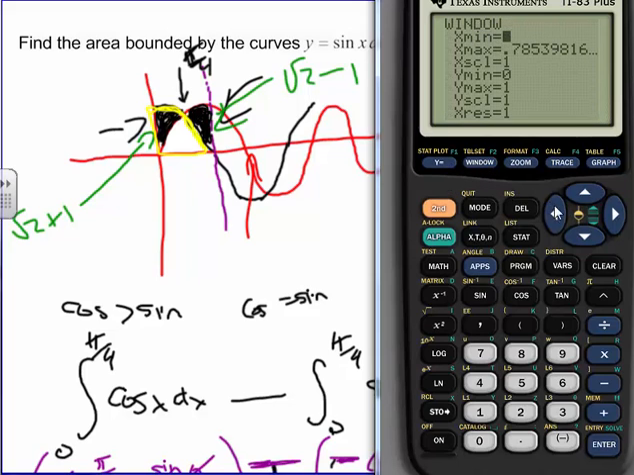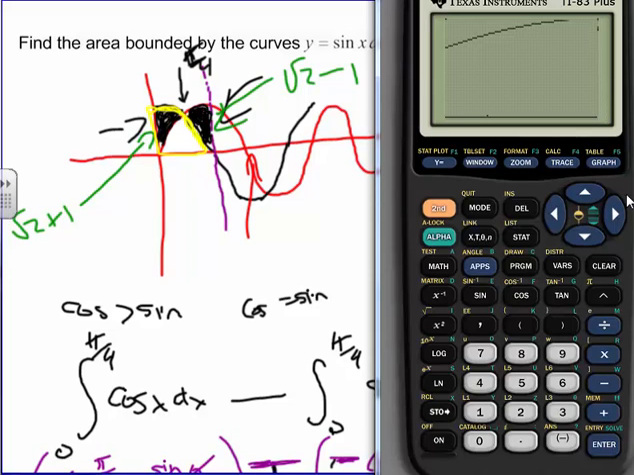Then if I change my window and I make it go from pi over 4 until pi over 2, and now I graph it. Now here's the rest right here and right there. And now I'm looking for the area between here. And this one says this should be root 2 minus 1 if I did it right.